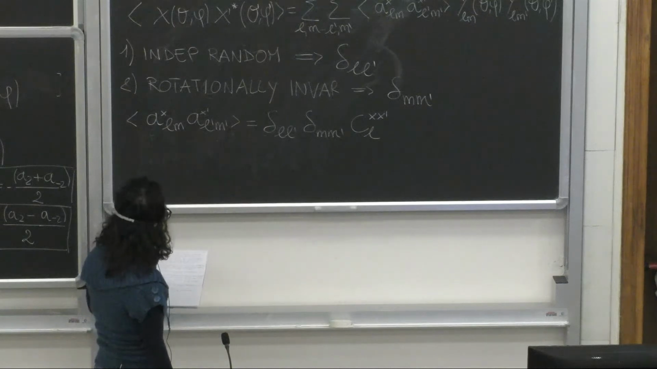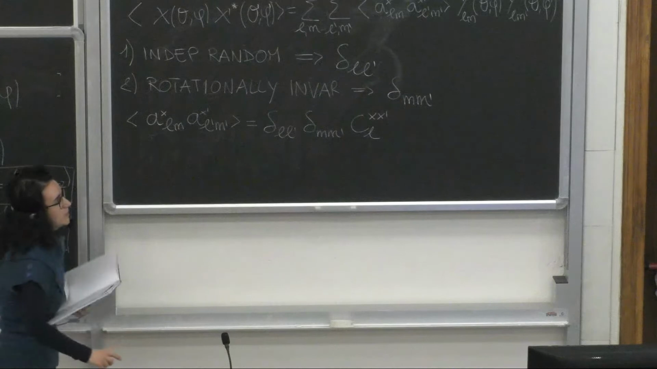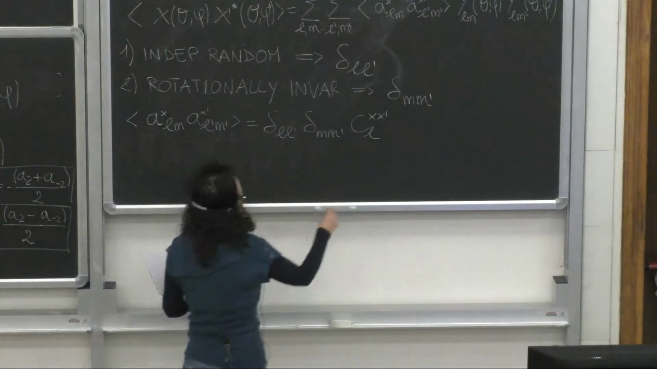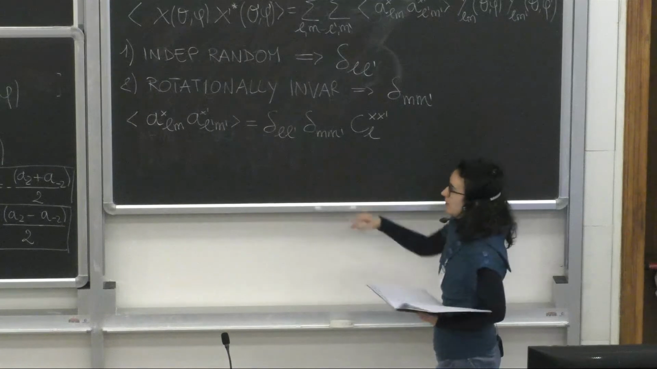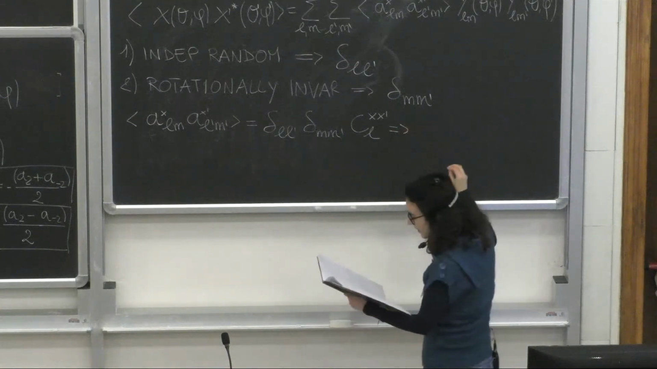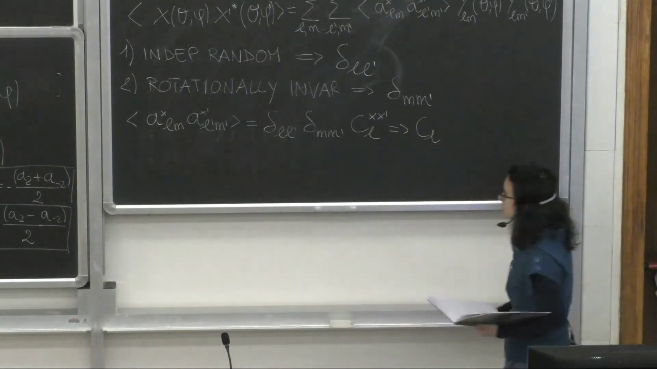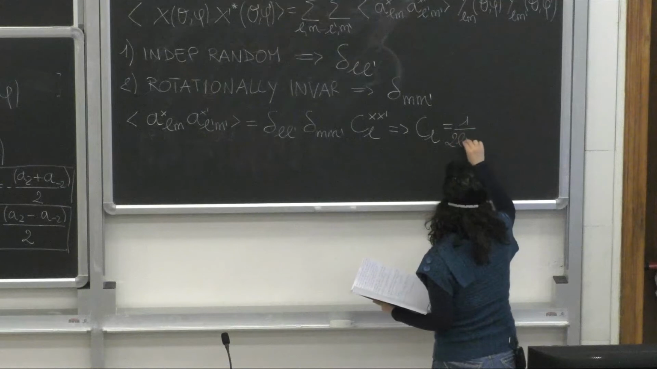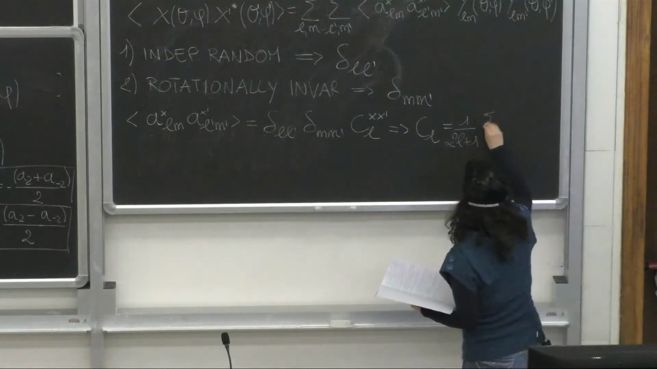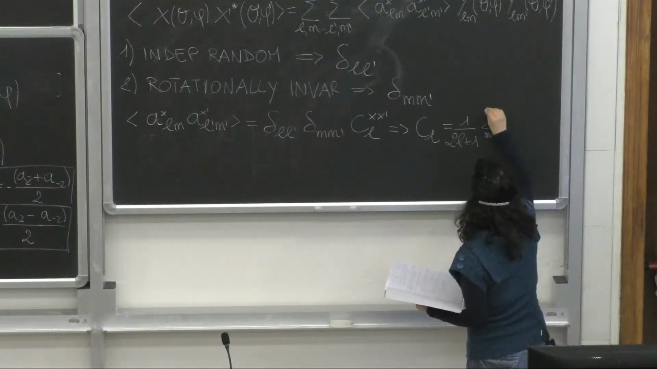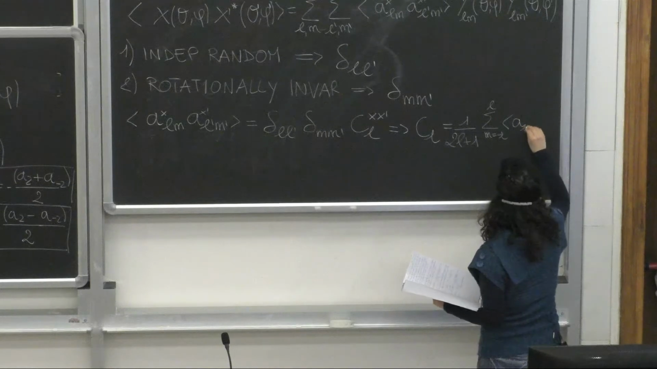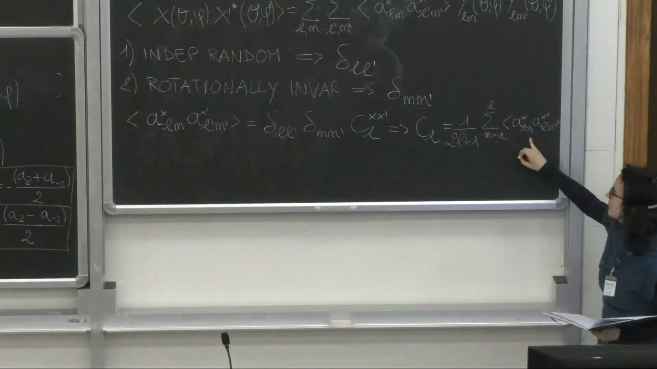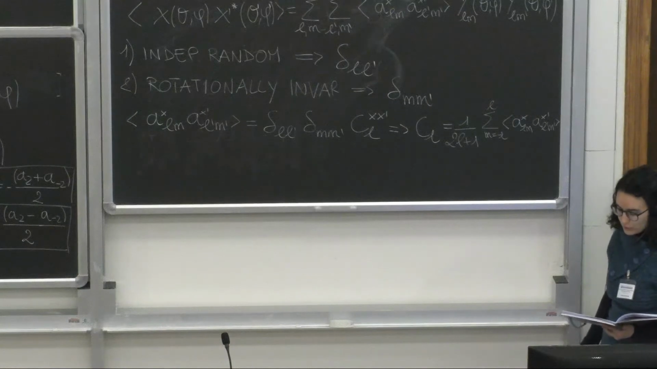So, if we sum over M on both sides, then using the fact that here we have a delta in M M prime, you can easily convince yourself that C_L is 1 over 2L plus 1, the sum over M of the cross correlation.